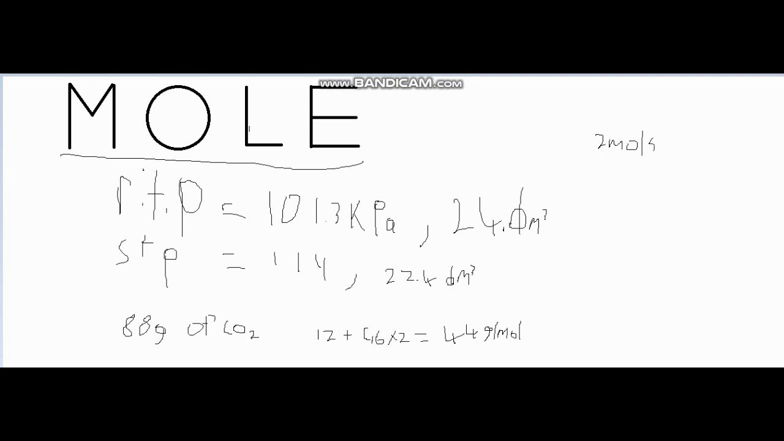So we have now 2 moles of carbon dioxide at RTP, and we know from the mole relation to volume that at RTP there's 24 dm cube in 1 mole. So we know that this 88 grams would contain 48 dm cube in terms of volume. And then that right there is how you would use the mole concept to relate the concepts of volume with mass as it relates to ideal gases.